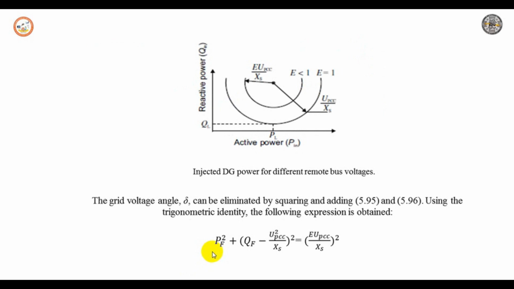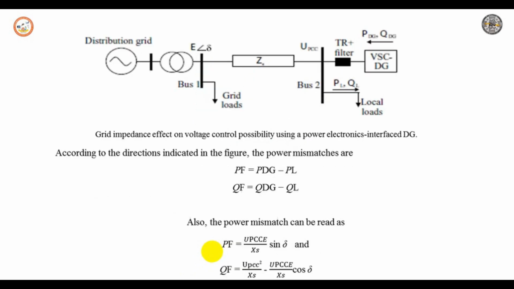So the following are the mismatches. You can see my mouse pointer. These are the following equations for the mismatch: P F equals P DG minus P L, and Q F equals Q DG minus Q L. Also the power mismatch can be written as P F equals U PCC E divided by X S sin delta, and Q F equals U PCC squared divided by X S minus U PCC E divided by X S cos delta.